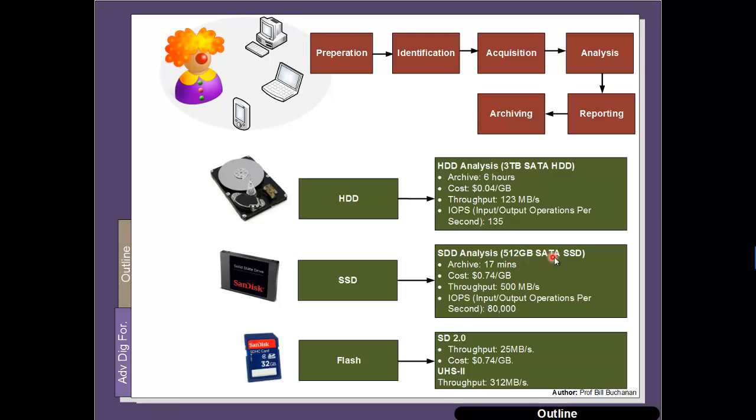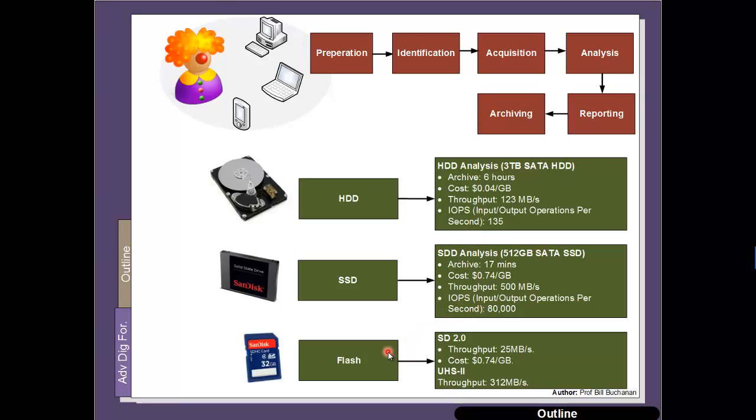The move though is towards SSD, and SSD is typically available in sizes 128 to 512 gigabytes. And with this, the memory itself is much faster, and it can only take up to about 17 minutes to be able to archive a 512 gigabyte drive. But the cost is much greater, $0.74 per gigabyte. We can see it's much greater than the cost of a hard disk. But the throughput is much better, typically ×4 or ×5. And you can see the input-output operations is also vastly greater with the SSD.